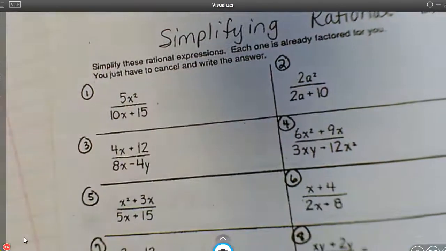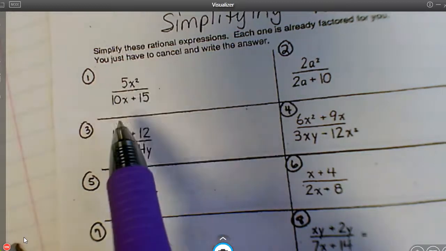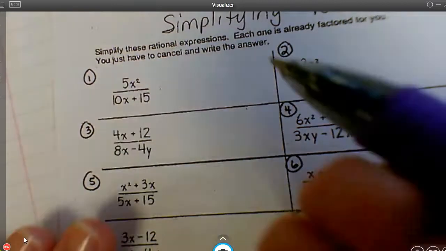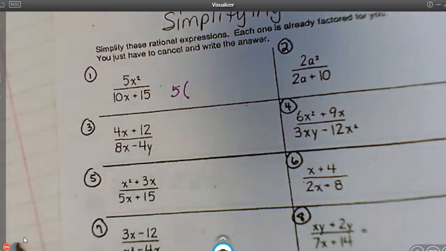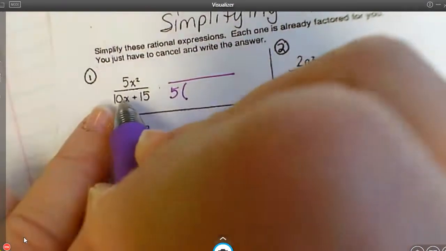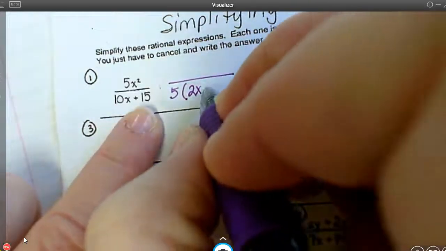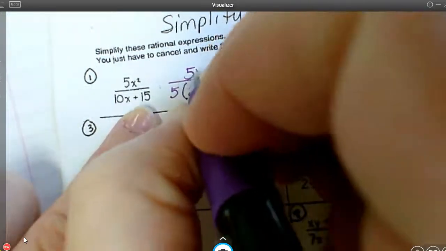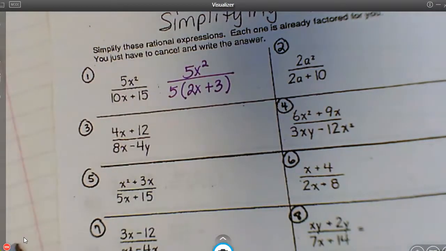But looking at number 1, there's nothing to do on top because there's nothing added and subtracted. On the bottom, I want to find the greatest common factor. Well, 5 is the greatest common factor, so it goes outside the parentheses. Then you divide both terms by 5, like we have done with the greatest common factor before. When I divide 10x by 5, I get 2x. When I divide 15 by 5, I get 3. And so this is what I get when I factor the bottom.